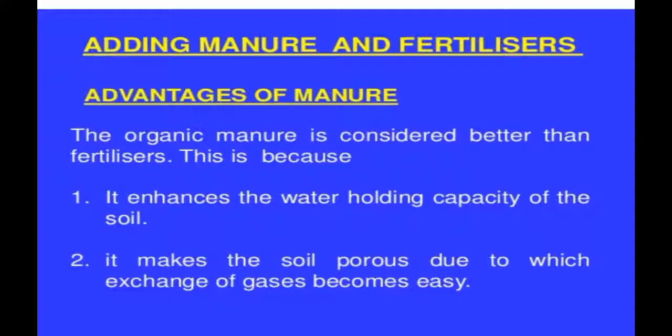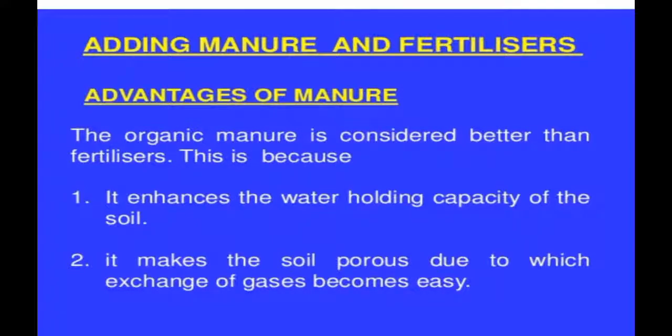Then it makes the soil porous, due to which the exchange of gases becomes easy. As it is having the water holding capacity, the exchange of gases can happen. Exchange of gases means oxygen and carbon dioxide can be exchanged very easily at a faster rate, so plants can grow much faster.